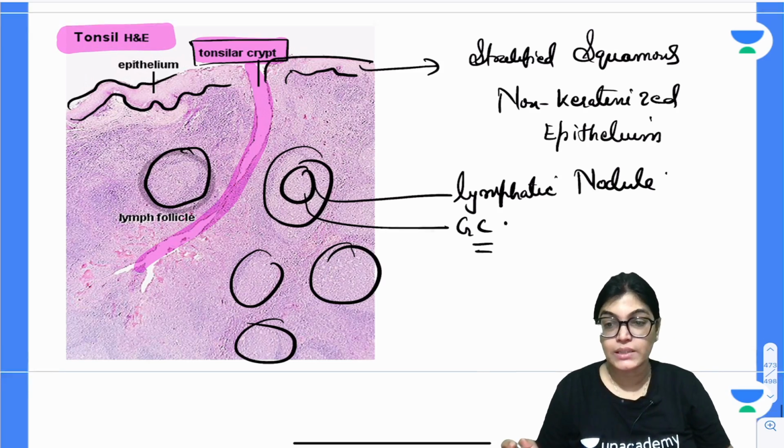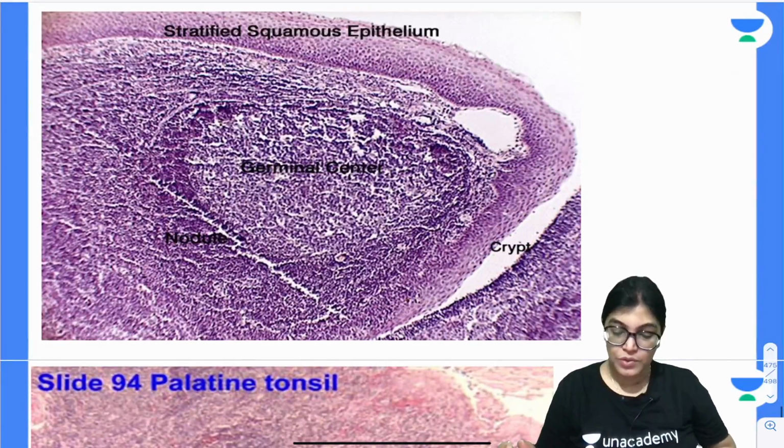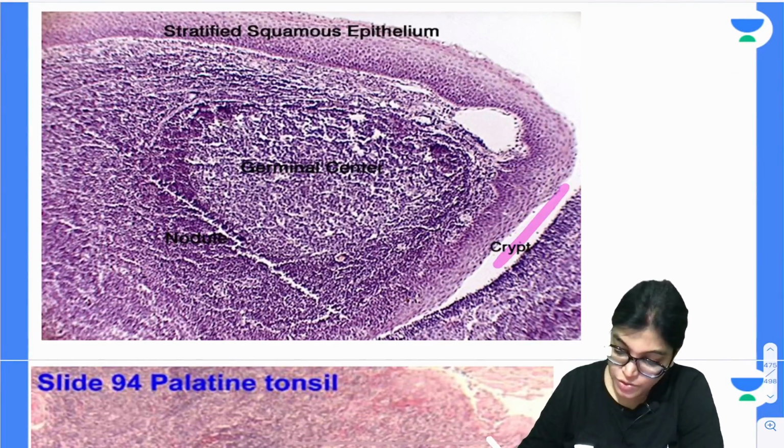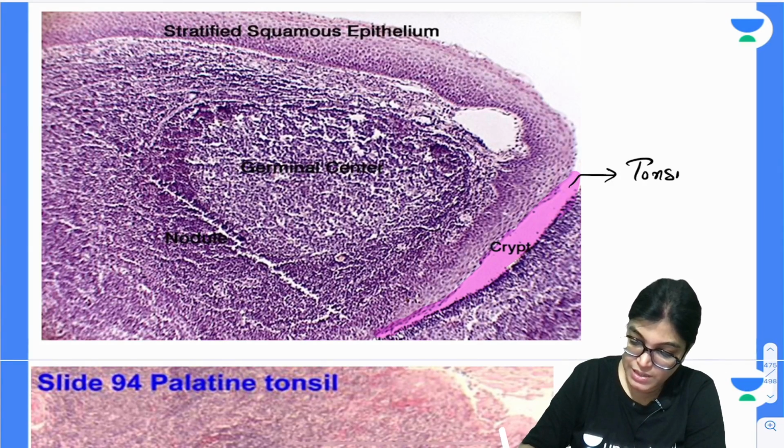Now let me show you another few slides. So yes, this is a slide of tonsil. How are you going to identify it? You can see the crypt. You can see the tonsillar crypt. So this is the tonsillar cleft which is seen.